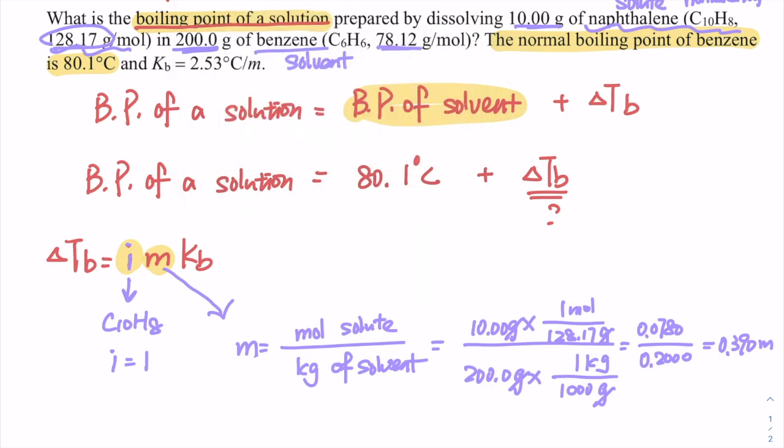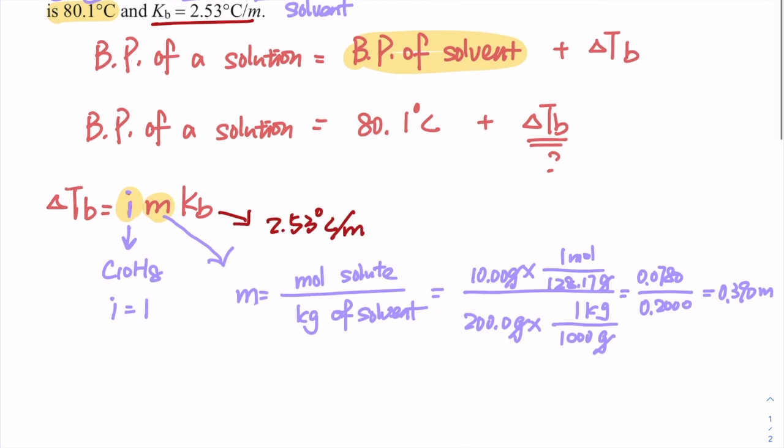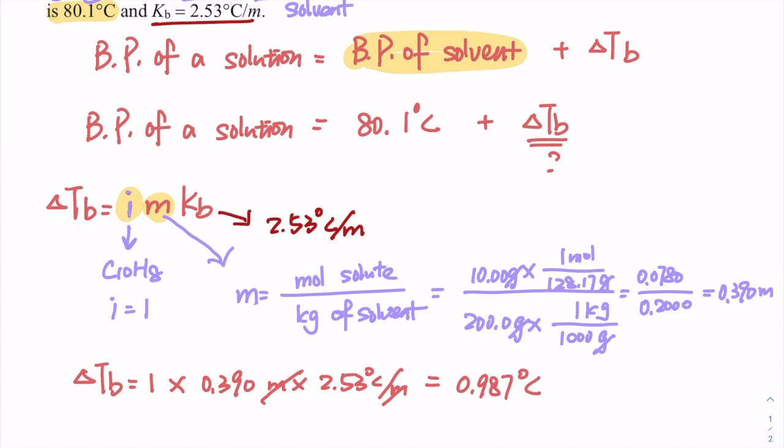Then what's KB? KB is given right over here: 2.53 degrees C per molality. Now we can do the calculation. Delta TB equals 1 times 0.390 times 2.53 degrees C per molality. The molality cancels out, since we're calculating degrees C as a temperature change. This comes out as 0.987 degrees C. Are we done?